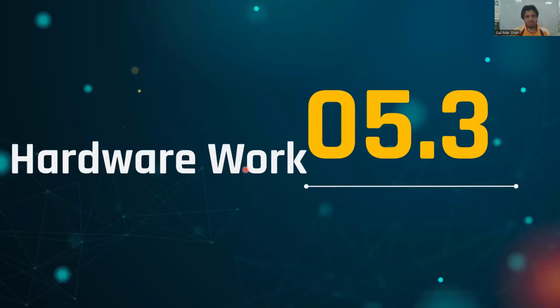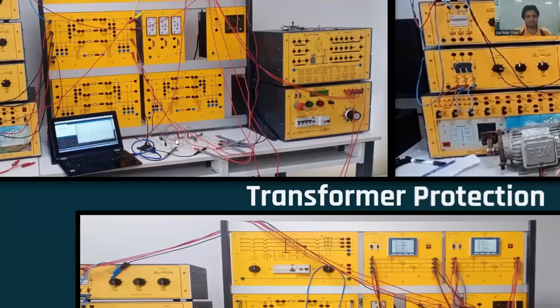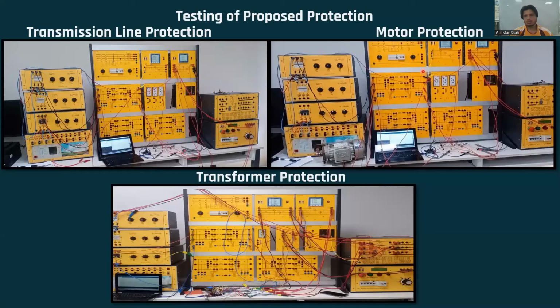After the simulation was successfully done, we came to do testing of our differential relay. First, we did the transmission line protection, for which we used current sensors that are very small, because this was a testing phase. Then we went to motor protection, and we did protection of the motor and then transformer protection, and the results were good enough.